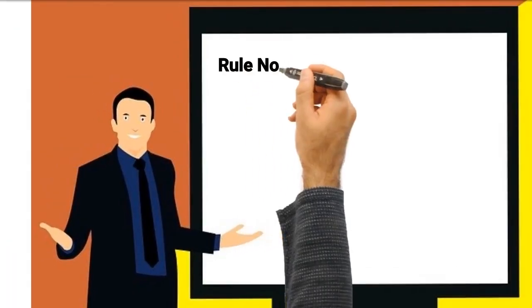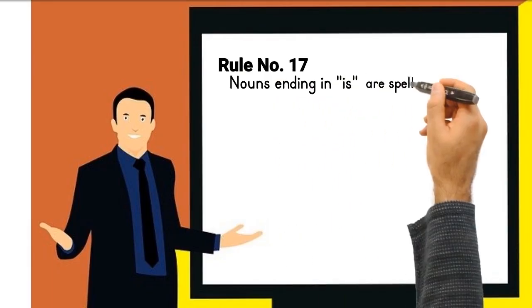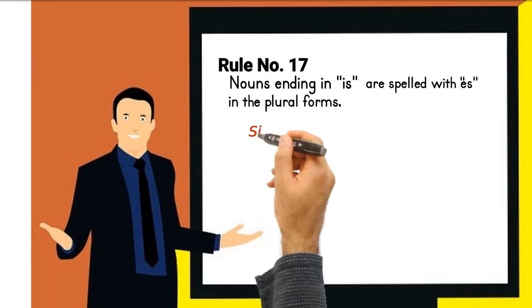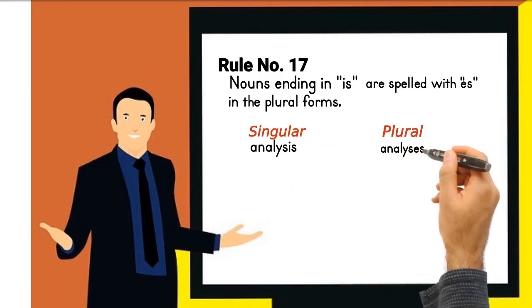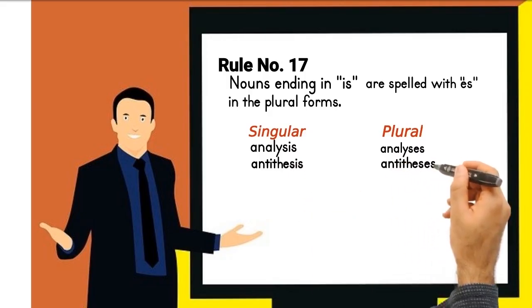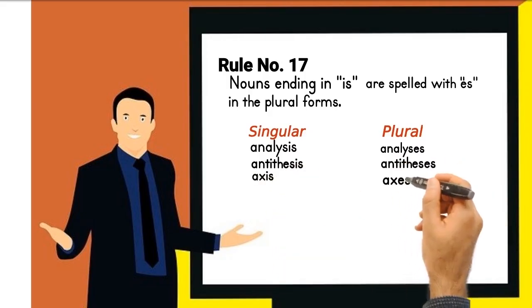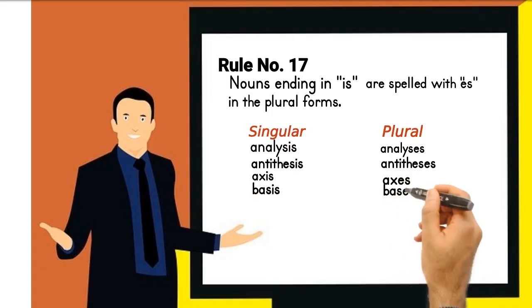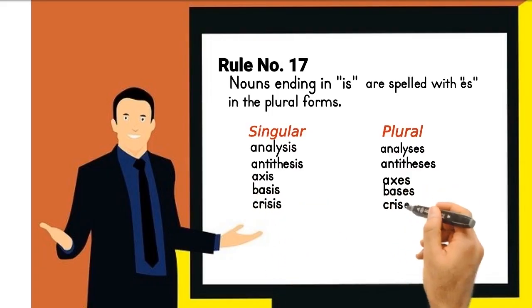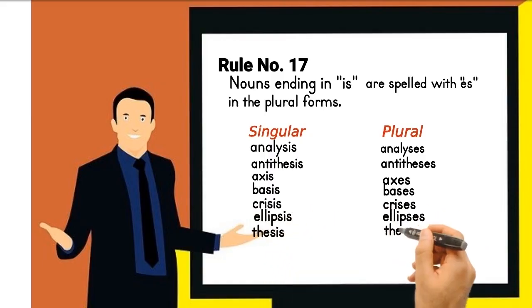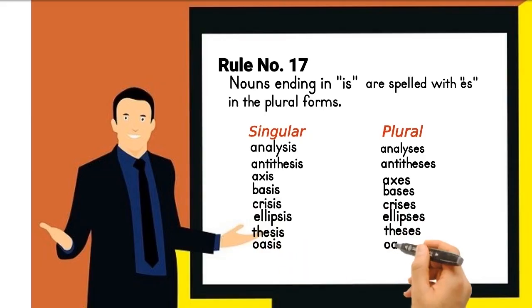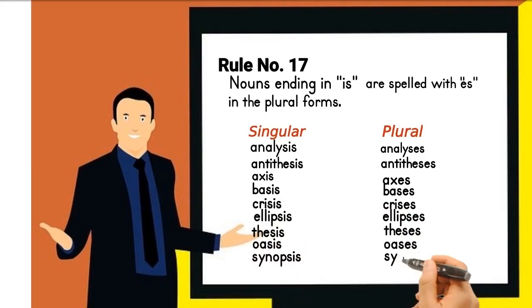Rule number 17. Nouns ending in is are spelled with es in the plural forms. For example, analysis, analyses; antithesis, antitheses; axis, axes; basis, bases; crisis, crises; ellipsis, ellipses; thesis, theses; oasis, oases; synopsis, synopses; parenthesis, parentheses.